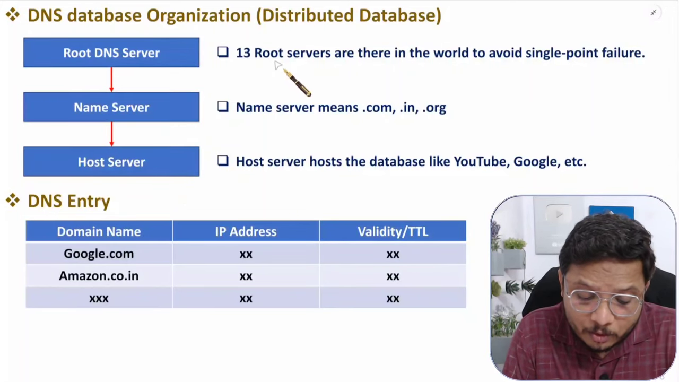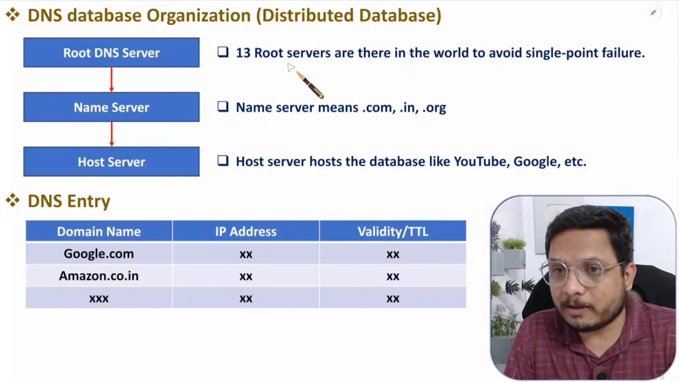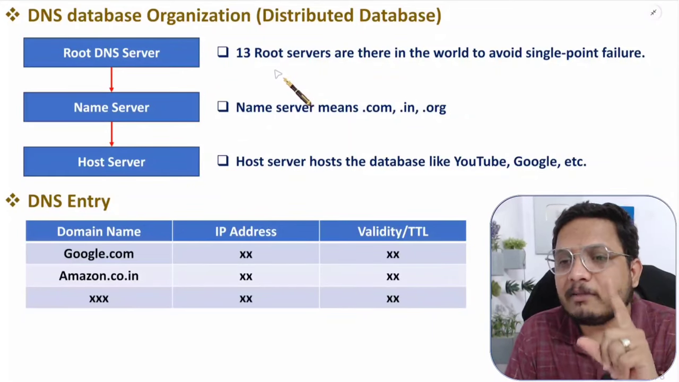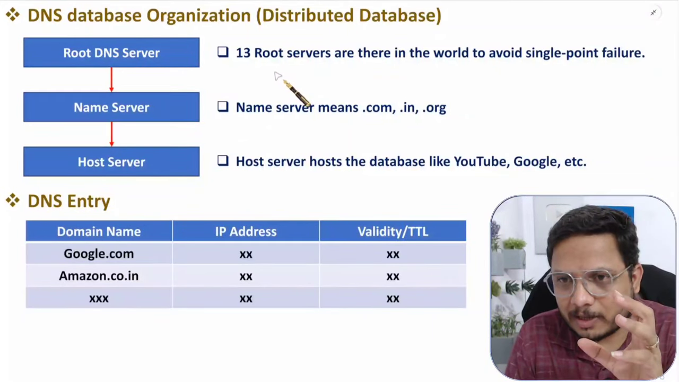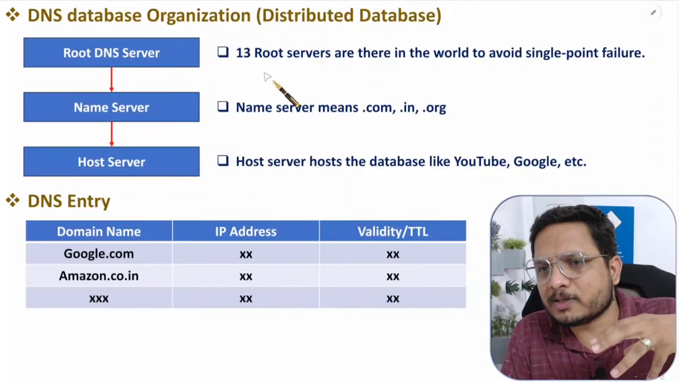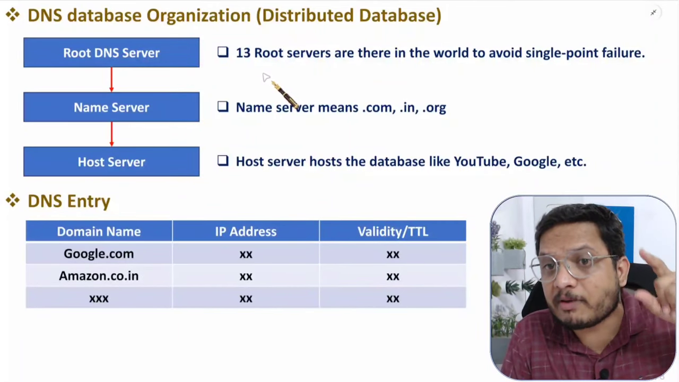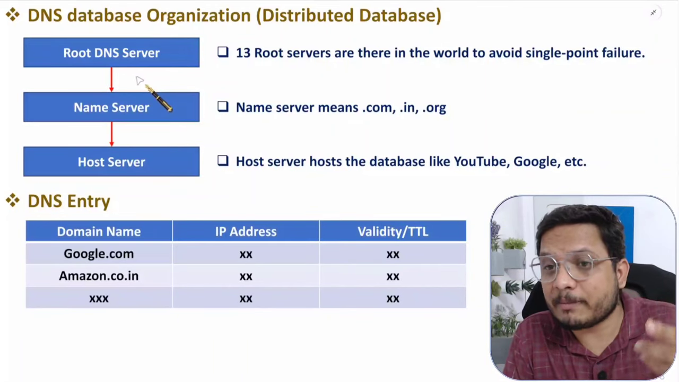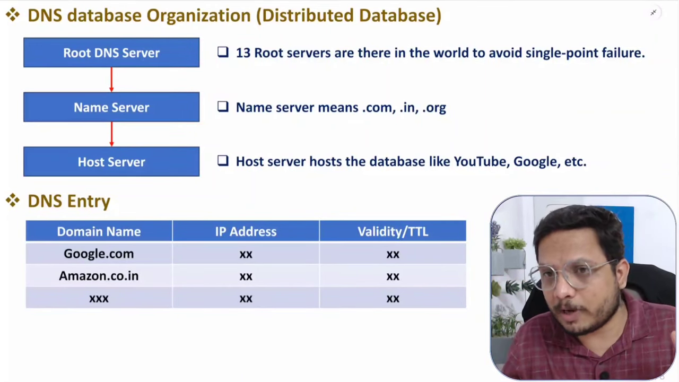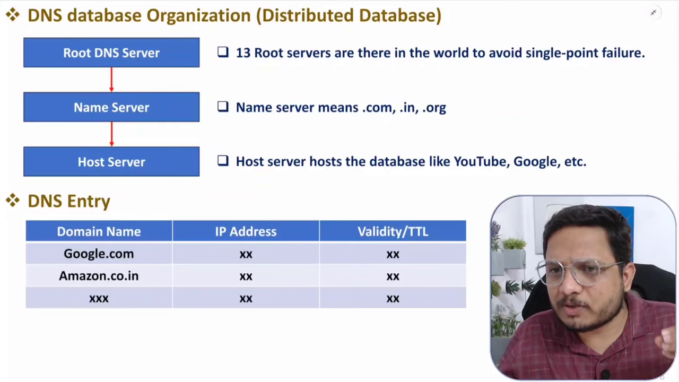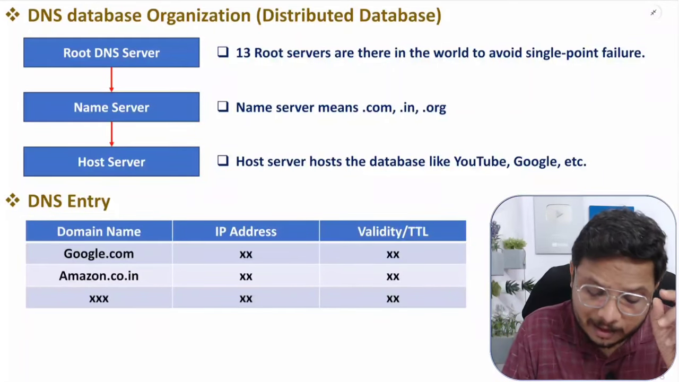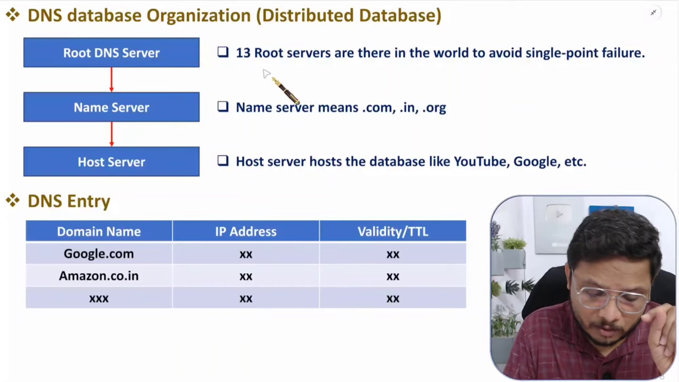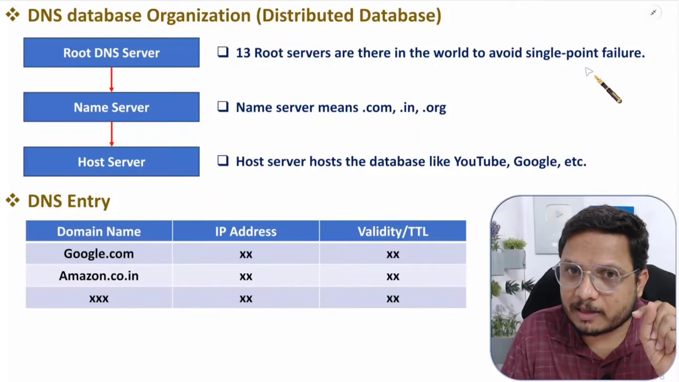There are 13 root servers available in the world. And why are there 13 root servers? The reason is single point failure is not allowed, right? Like you might have seen a tsunami came to Japan. Now if the root DNS server is in Japan, and a single point failure happens, then the entire world's internet will go down. So to avoid those situations, there are 13 root level servers available in the globe. So single point failure will not happen, right?